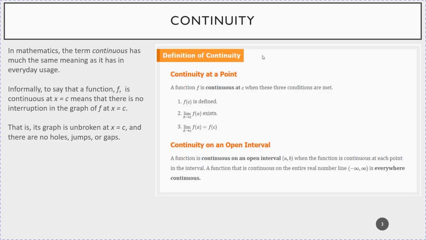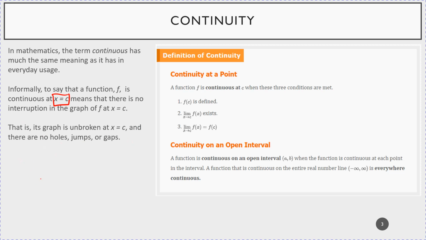First off, what is the definition of continuity? In mathematics, the term continuous has much the same meaning as it has in everyday use. Informally, we say that a function f is continuous at some x equal to c, so this is at a point, if there is no interruption in the graph of f at x equals c. That is, its graph is unbroken, with no holes, no jumps, and no gaps.